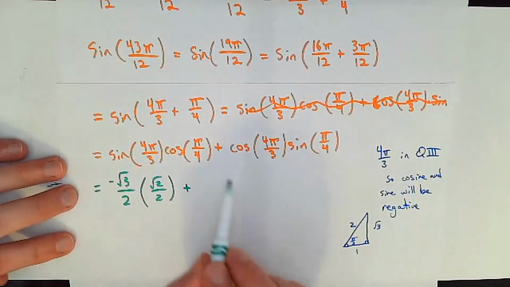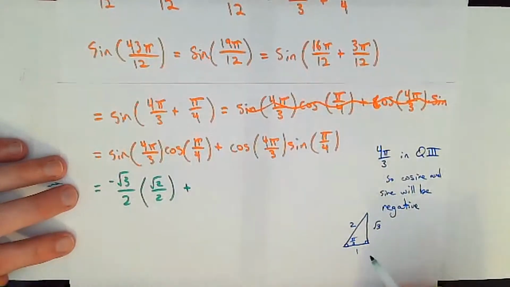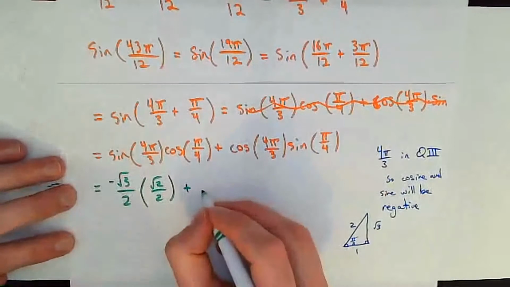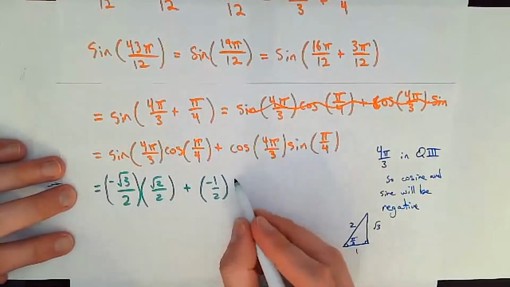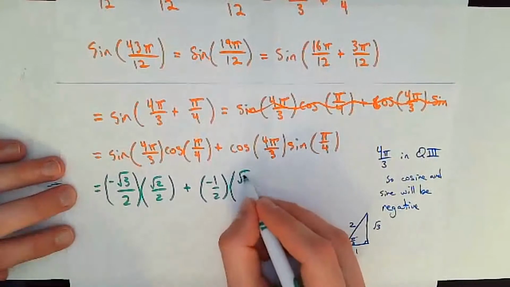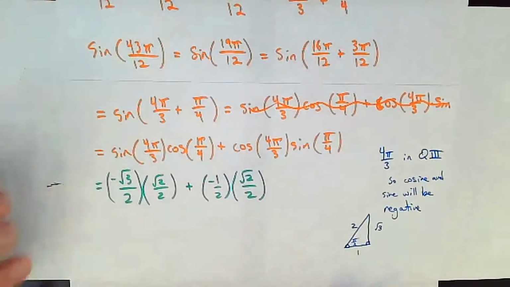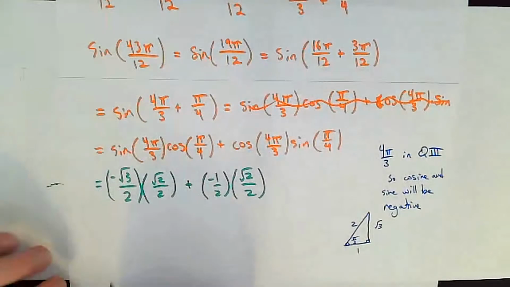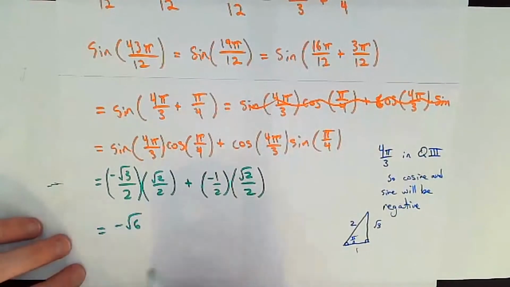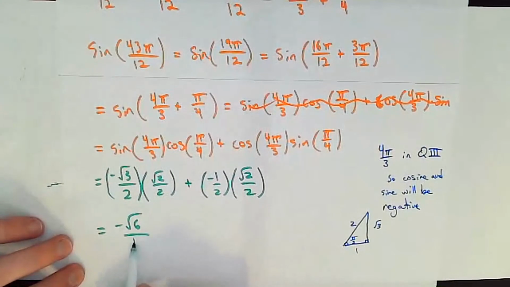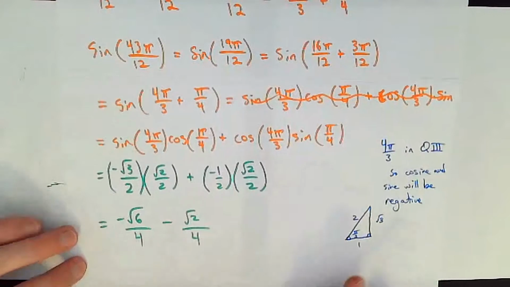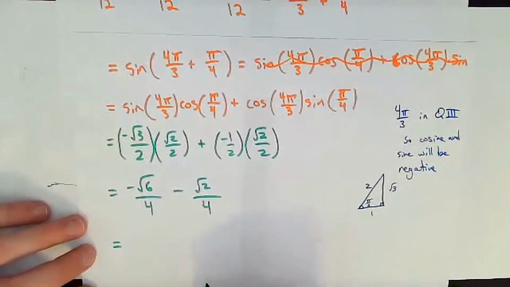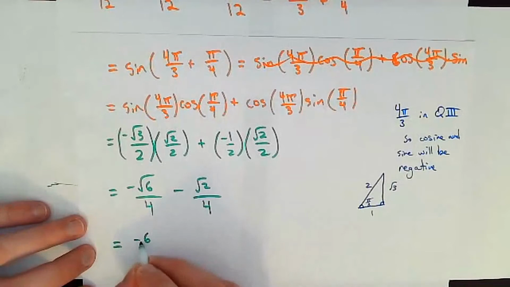Now plus cosine of 4 pi on 3, that's going to be adjacent over hypotenuse, but it is negative. Since it's negative, how about I wrap it in parentheses? In fact, I can wrap all 4 of them in parentheses. Here comes the last one, sine of pi on 4, square root of 2 over 2. All right. Fraction multiplication: negative square root of 6, coming from square root of 3 times square root of 2, over 4, minus square root of 2 over 4. It can be written a few different ways. You can write it as square root of 6 minus square root of 2, all over 4.